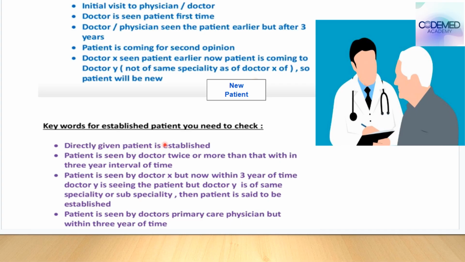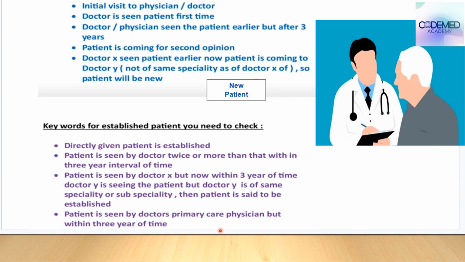Now what are the keywords for the established patient? Directly stating that the patient is established is very rarely given. Usually they will use these keywords: the patient is seen by the doctor twice or more within the 3 years interval. Patient is seen by Dr. X, but now within 3 years of time, Dr. Y is seeing the patient, and Dr. Y is of the same specialty or subspecialty. Then the patient is said to be established. And the patient is seen by a primary care physician within the 3 years of time. So these are the various keywords they will use.